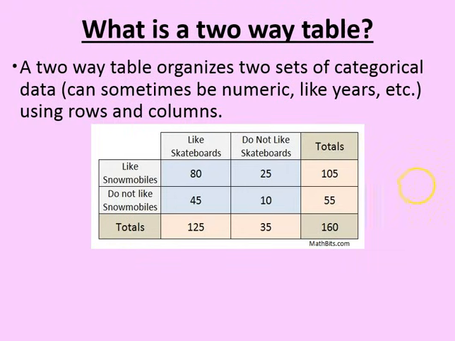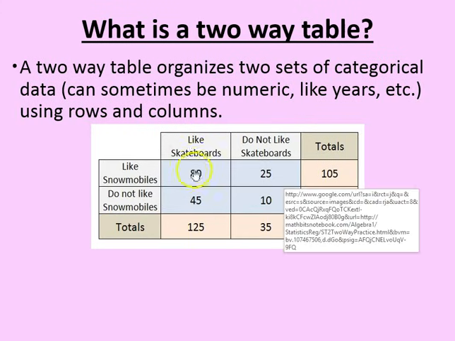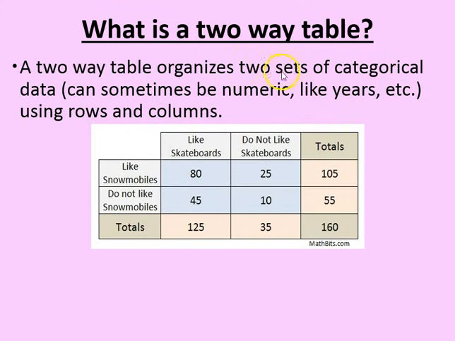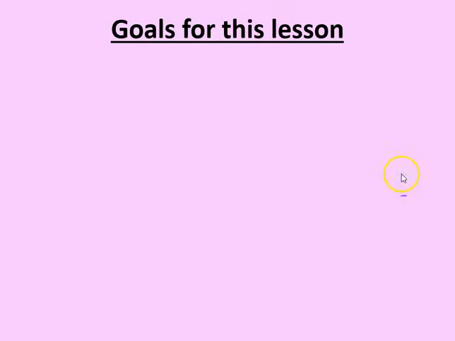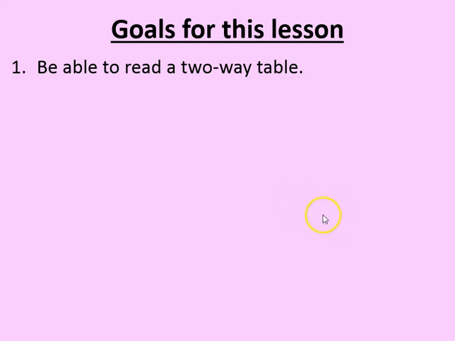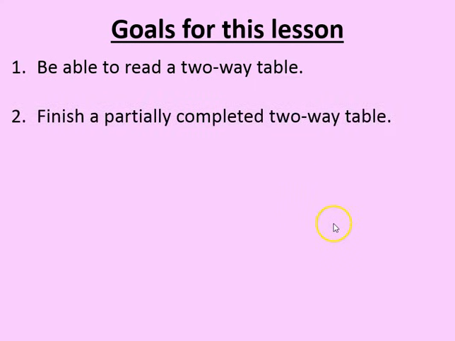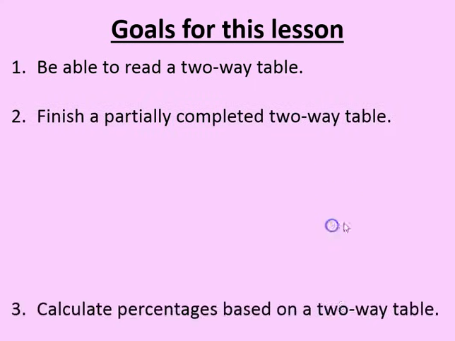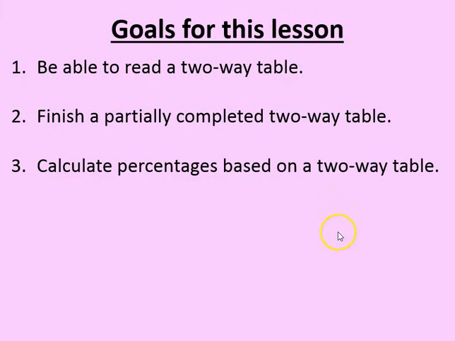A two-way table uses rows and columns. You can see that this two-way table is showing us the response of people to whether they like or do not like skateboards, as well as their response to whether they like or do not like snowmobiles. Our goals for this lesson are to be able to read a two-way table, to finish a partially completed two-way table, and to calculate percentages based on a two-way table. Let's begin with our first goal.